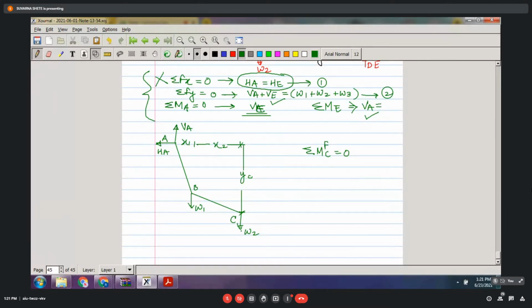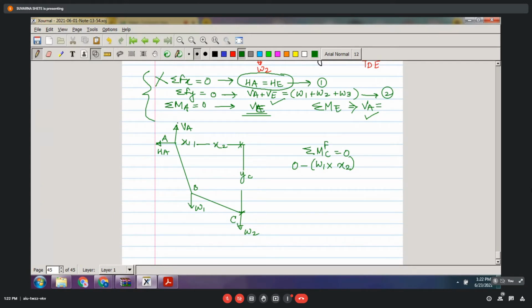Moment about C. Your W2 is passing through point C itself, so its moment will be 0. Your W1 is at a distance of x2 meter with respect to C. It is going to create an anti-clockwise rotational effect. So minus sign, W1 into perpendicular distance x2. इथपर्यंत सगळ्यांना समजलं? Yes, ma'am.